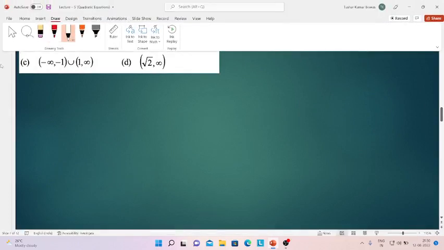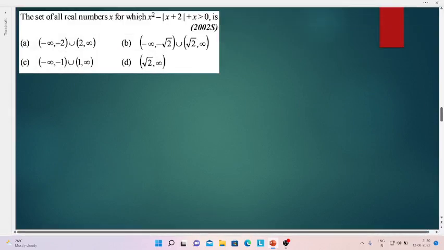That is also a modulus functions question, which is: the set of all real numbers x for which x square minus mod of x plus 2 plus x greater than 0 is. So we have to try to solve this particular expression. It is a quadratic type of expression. So here the question is, we have to find out the solution of x square minus mod of x plus 2 plus x which is greater than 0, right?